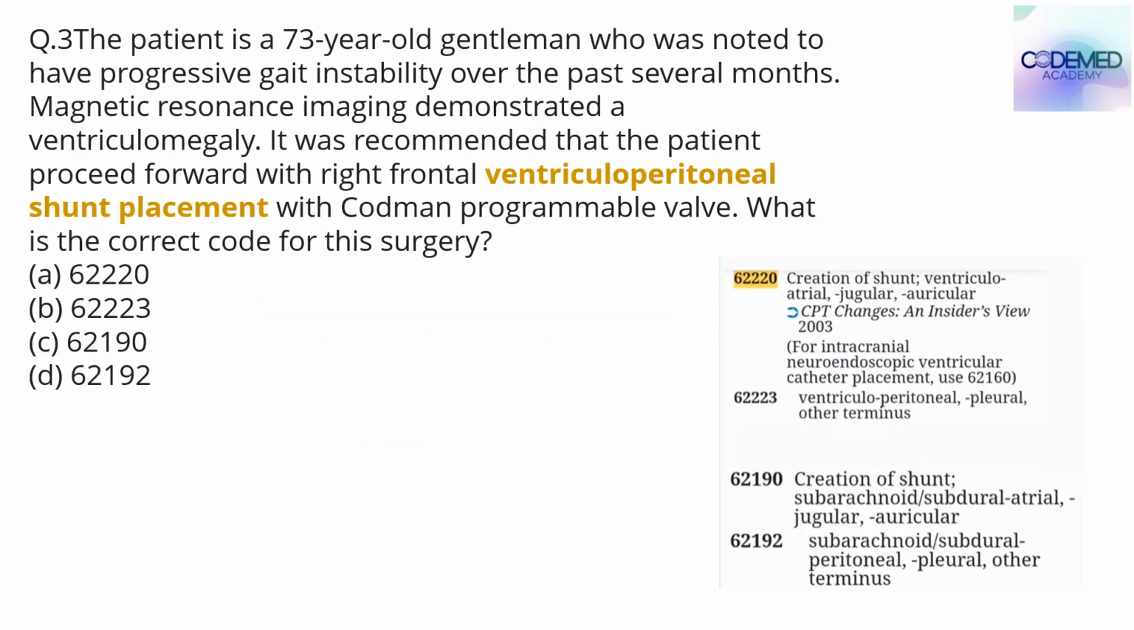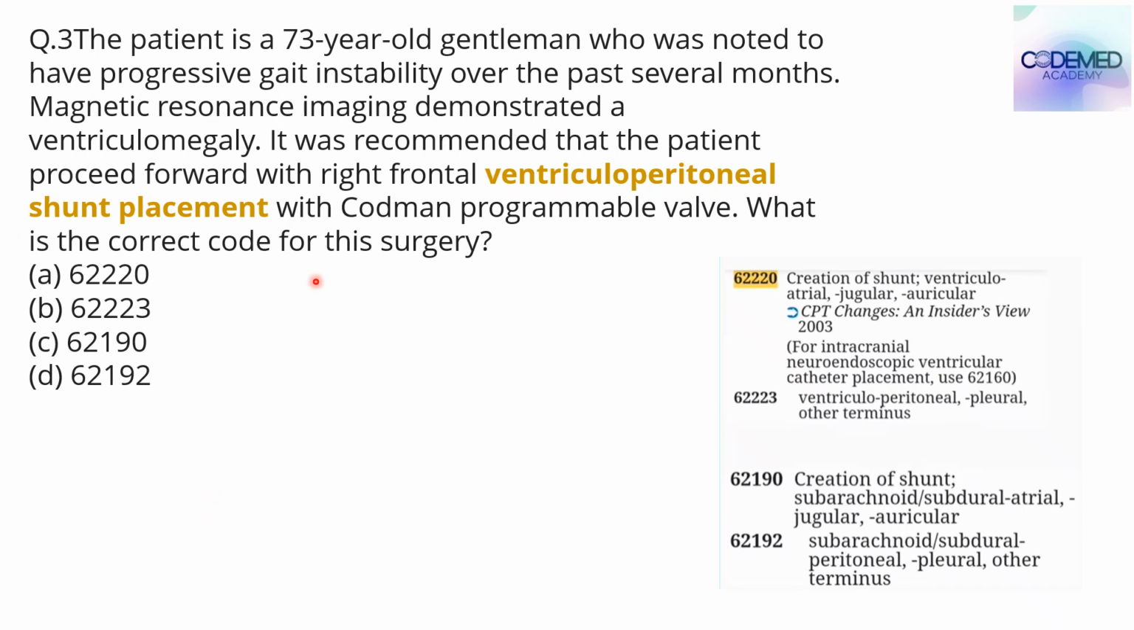So the next question is, the patient is a 73-year-old gentleman who was noted to have progressive gait instability over the past several months. MRI imaging demonstrated ventriculomegaly. It was recommended that the patient proceed forward with a right frontal ventricular peritoneal shunt placement with a Codman programmable valve. What is the correct code for this surgery? And we have these options.